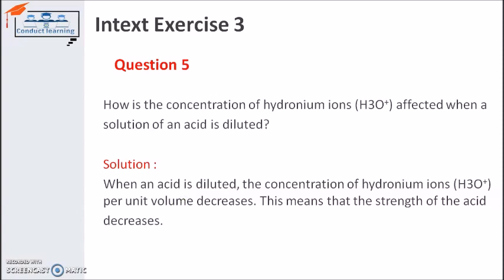The next is, how is the concentration of hydronium ion H3O+ affected when a solution of acid is diluted? The concentration of hydronium ion will be reduced, because when the acid is more diluted, that means when we add more and more water into the acid, the acid becomes weak. And the concentration will decrease because the amount of water is increasing and the amount of acid is decreasing.